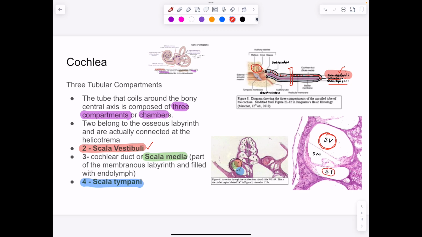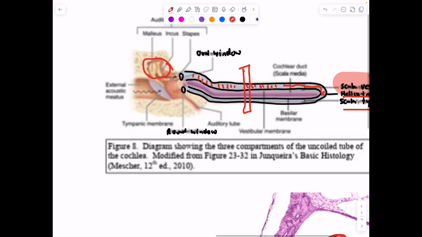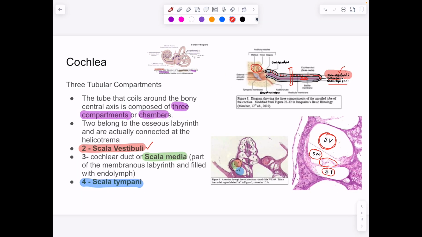And then where all the action happens is the scala media. And so the scala media is going to have the organ of Corti, which we said was this guy right here, where we had the gel membrane on the top, and we have a basilar membrane, and in between we have our hair cells. All right, so that's going to be this guy. This is our organ of Corti. Okay, so scala media is where all the action is going to be happening.